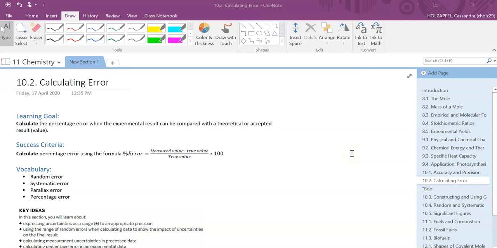Hi guys, welcome back. So today what we're going to be looking at is calculating error. In particular, calculating the percentage error when the experimental result can be compared with a theoretical or accepted value. And we're going to do that using this formula here.